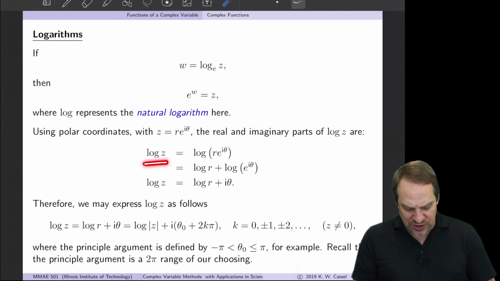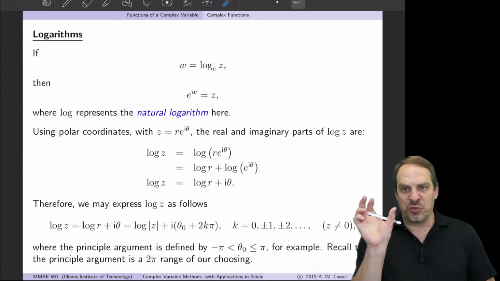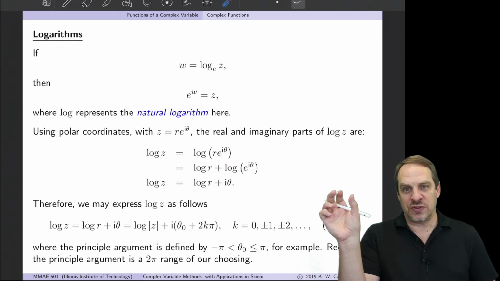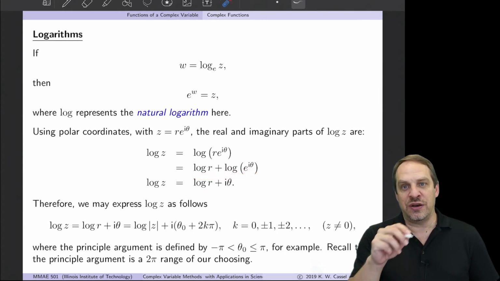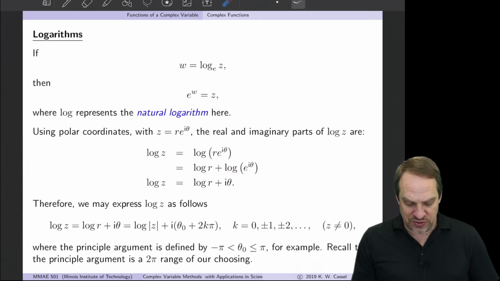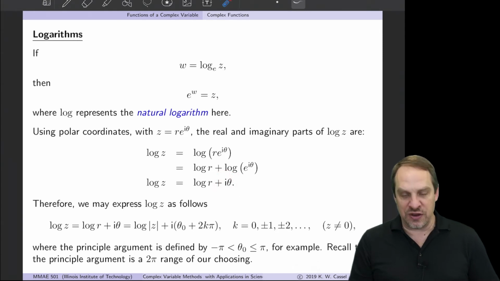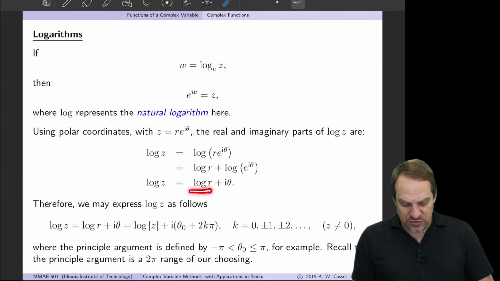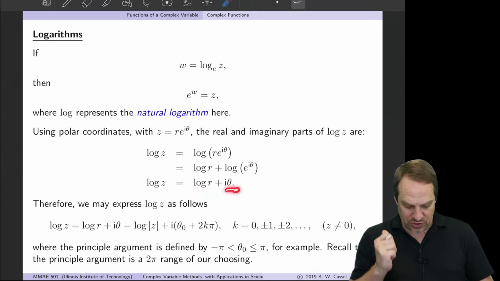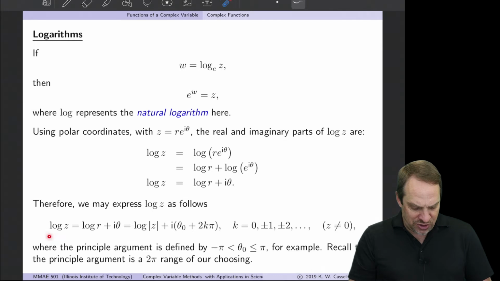All right, so I have log z, so that's the log of r e to the i theta. The log of the product of two things is the sum of the logs of the two things. So that's log r plus log of e to the i theta. Log base e of e to the something is the something. So log base e of e to the i theta is just i theta. So that's the real part, and that's the imaginary part. Great. Okay, so now log z, which is log r plus i theta.